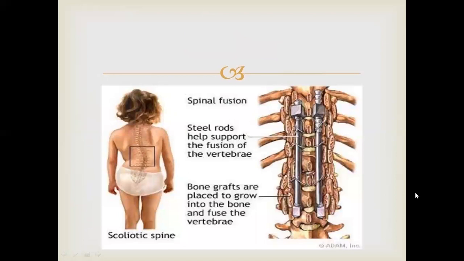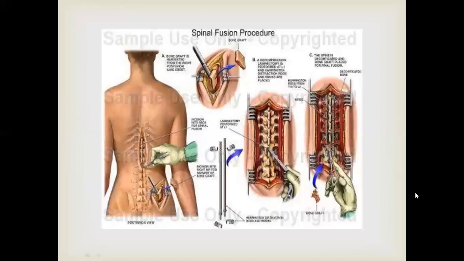As you can see, the scoliotic spine. In spinal fusion, steel rods are applied to help support the fusion of the vertebrae. Bone graft is placed to grow into the bone and fuse the vertebrae. Spinal fusion procedure: as you can see, the surgical procedure corrects the curve.